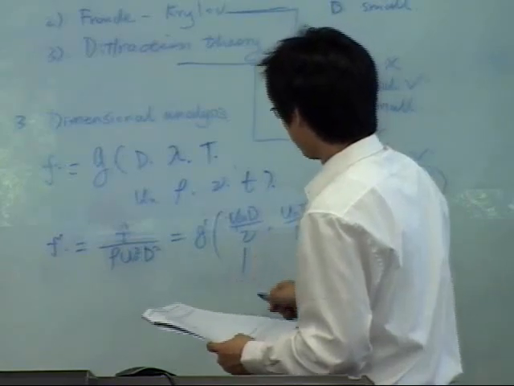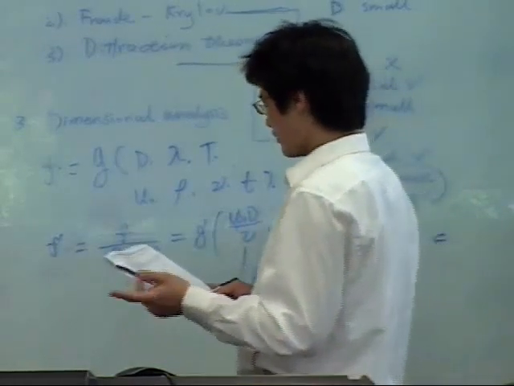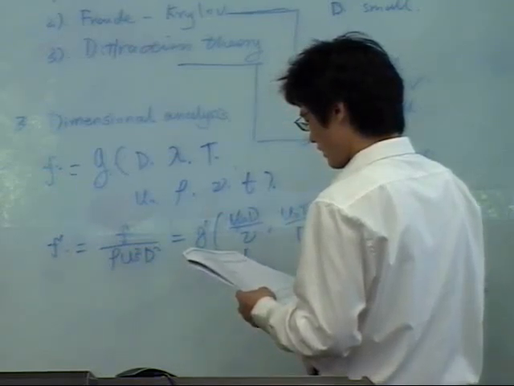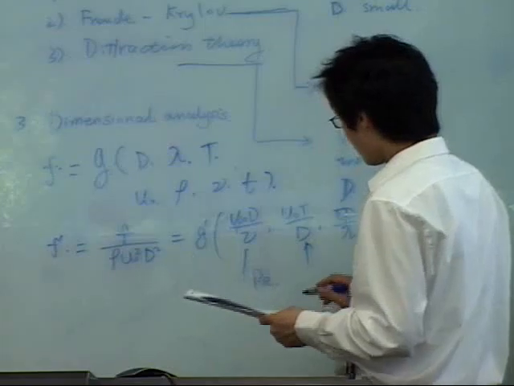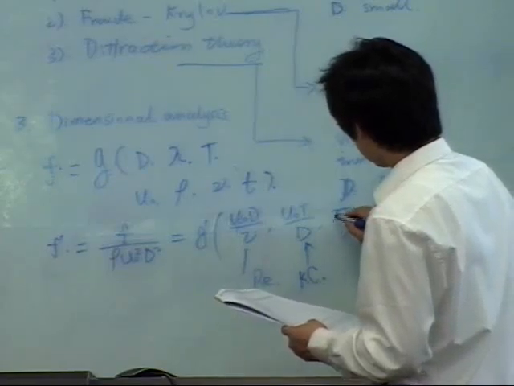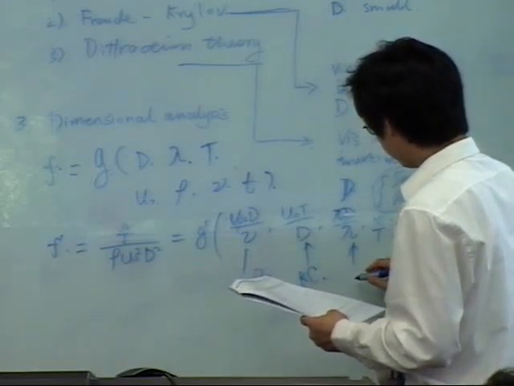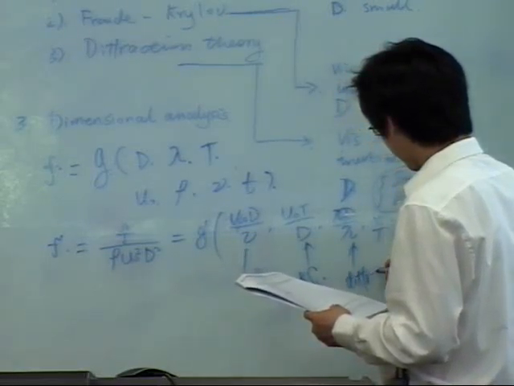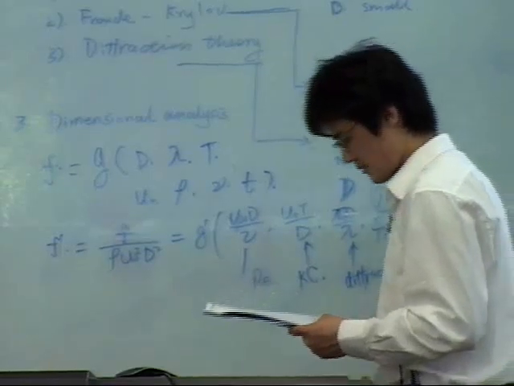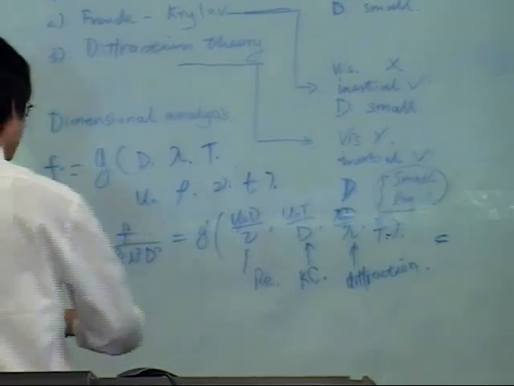This is what? Reynolds number, which is the ratio of inertial force to viscous force. This is called the Keulegan-Carpenter number, the so-called KC number, and this number is the diffraction parameter. Diffraction number, and this is the dimensionless time. If we use linear wave theory, what is U_0?